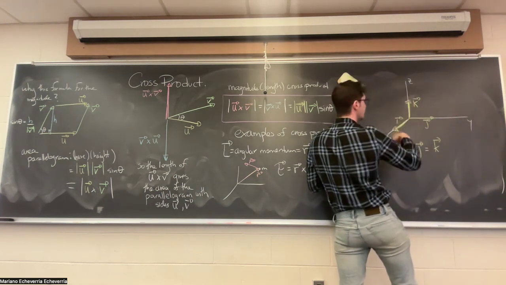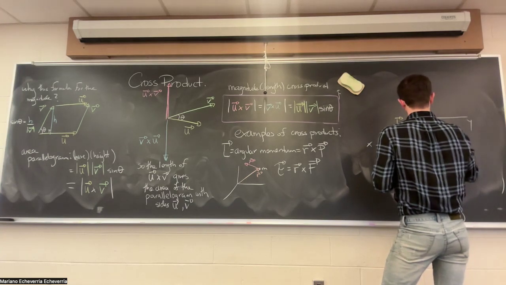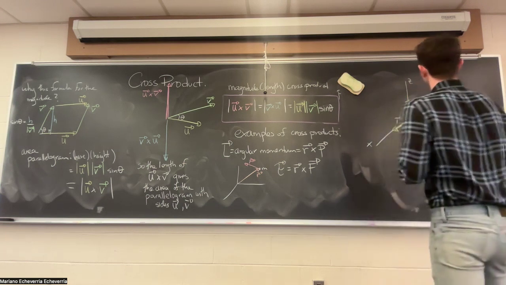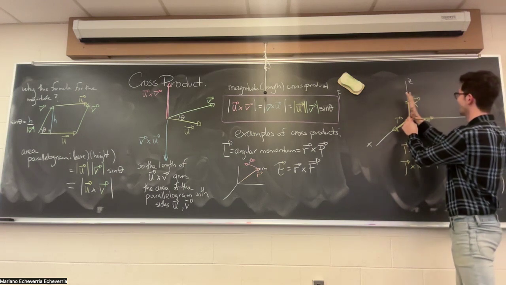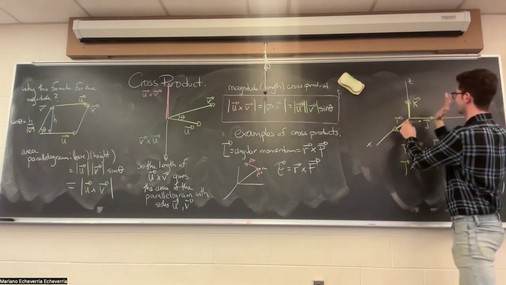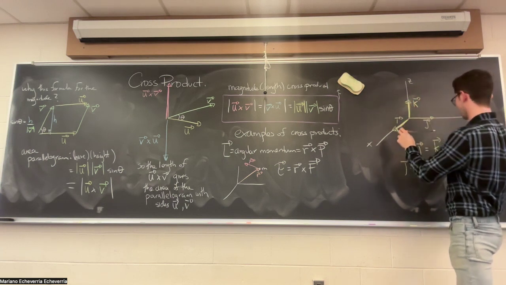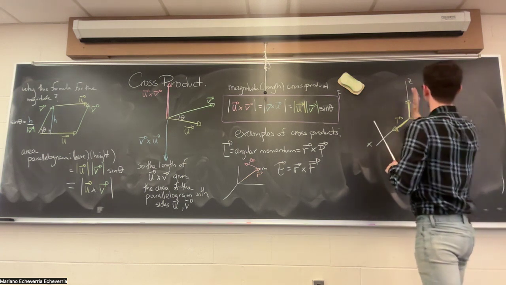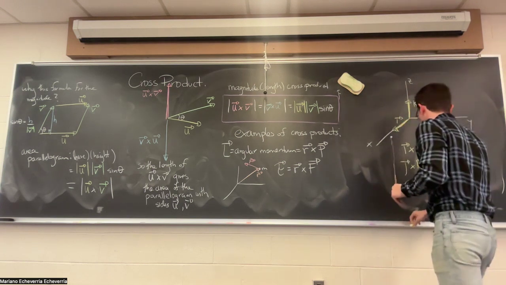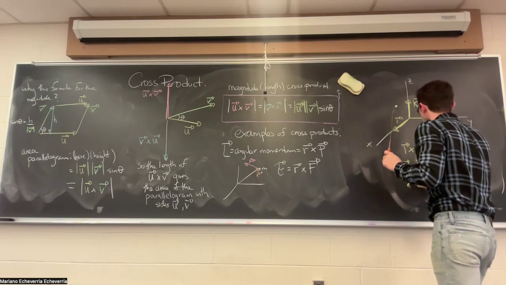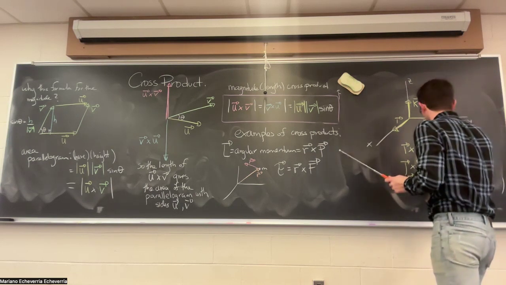If you do j cross k, you get i. And then if you do k cross i, let's see, you get j, I think so. Actually, I'll give you a trick in a second to remember them, because they can be tricky, except the first one, because it's kind of alphabetical.